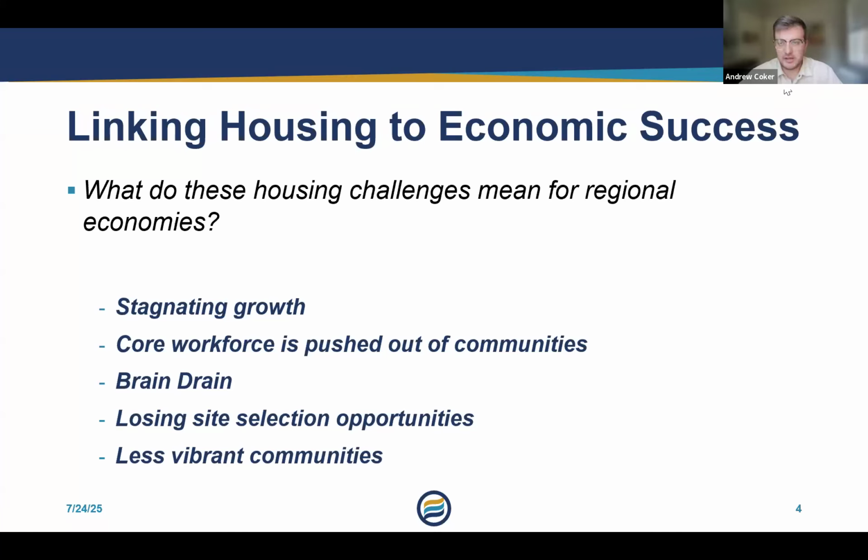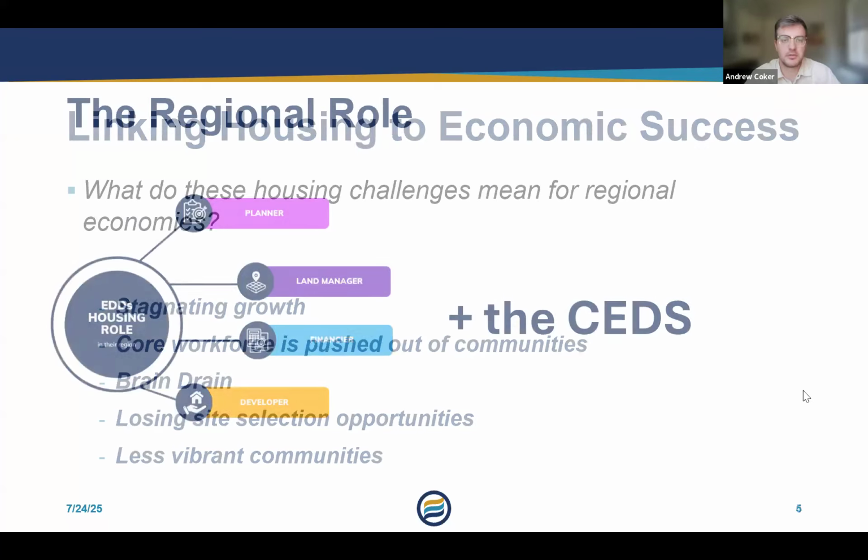And with that, less vibrant communities. If the people who make your community what it is aren't able to afford to live there, they'll leave. It's as simple as that. This is an issue that is tied intrinsically in with economic and community growth.